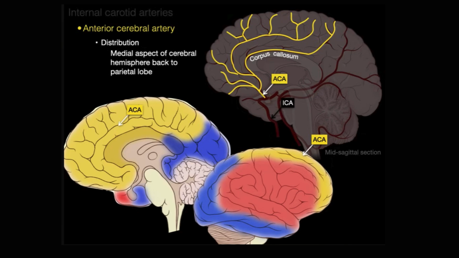Now, for the anterior cerebral artery, as I said, it courses over the corpus callosum, but it supplies the medial aspect of the cerebral hemisphere, extending posteriorly to the parietal lobes as well. So the yellow part is what the anterior cerebral arteries supply. So this is the medial aspect of the cerebral hemisphere. And the blue part, you can see where it supplies the posterior parietal lobes as well.